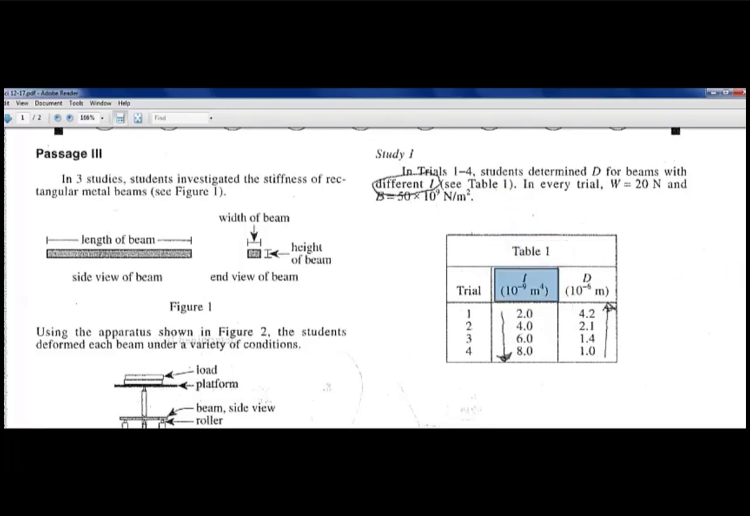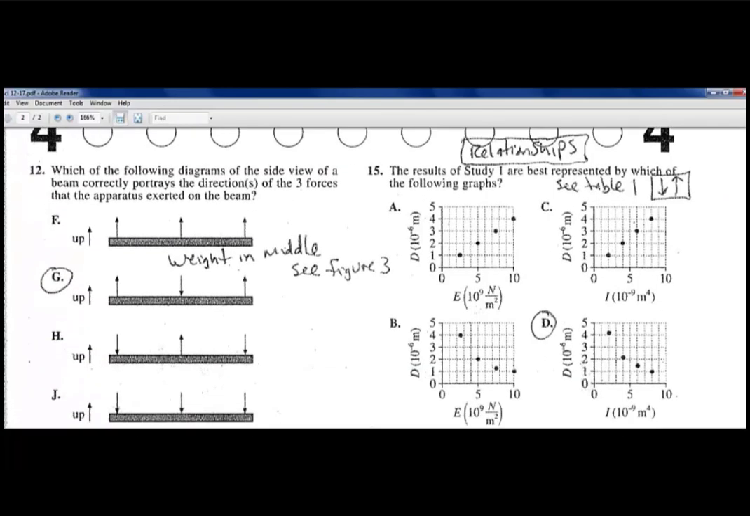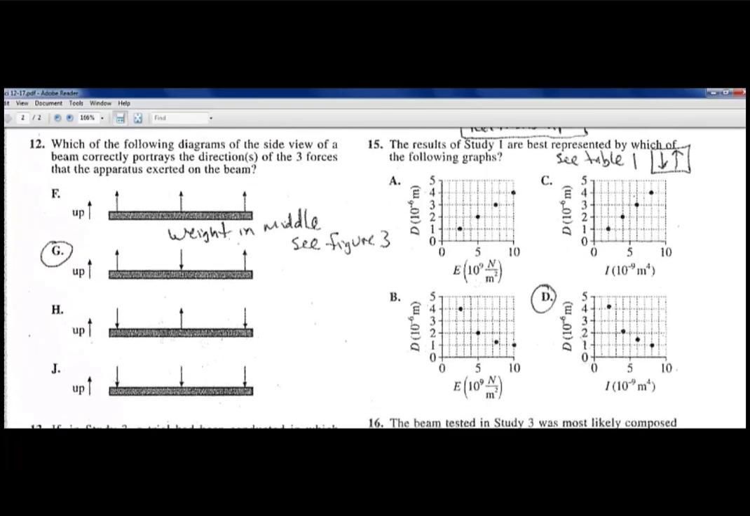So that means right away, we can come back over here and cross out answer choices that entail E. Answer choice A can be crossed out because the x-axis is wrong. We're not dealing with E in study 1. That is called a wires crossed problem. A is out. B can be crossed out for the same reason. The x-axis is E. We are looking for I. Now, that leaves us with answer choices C and D.